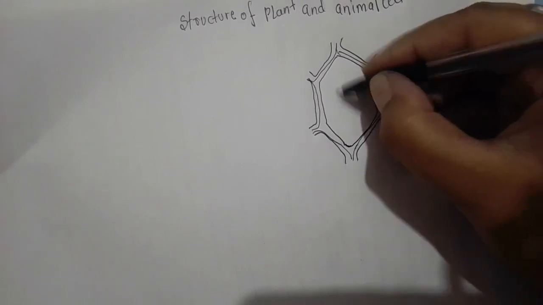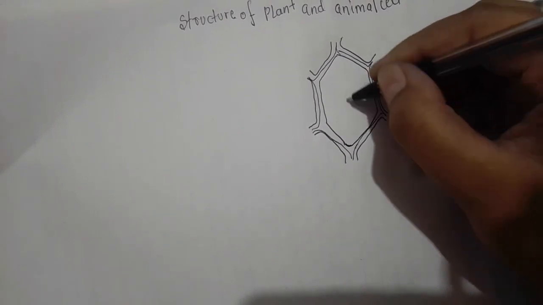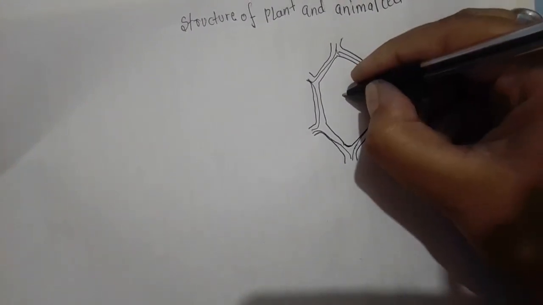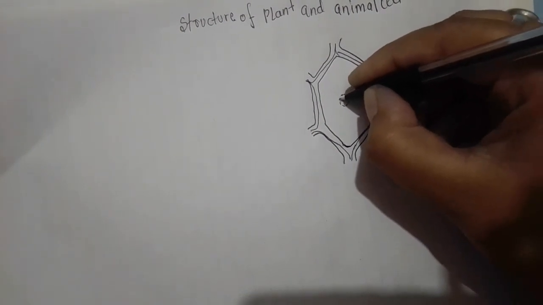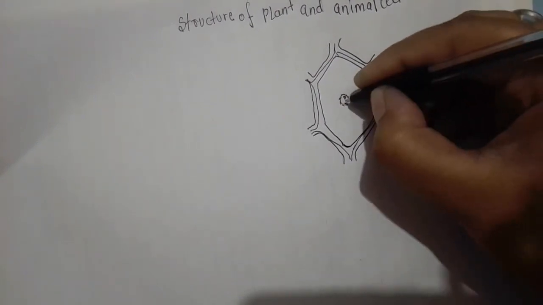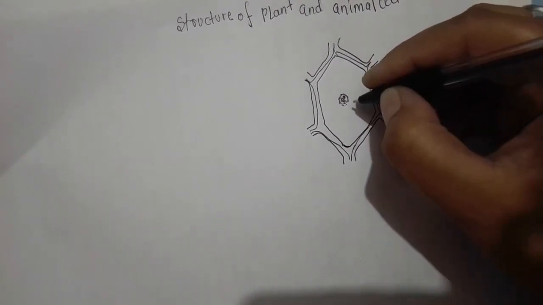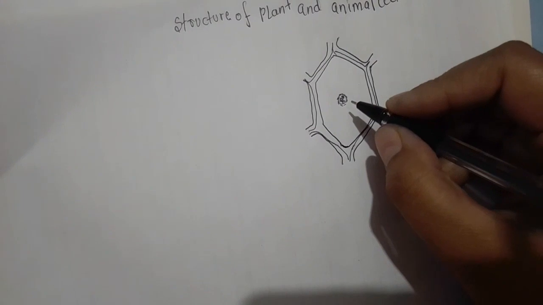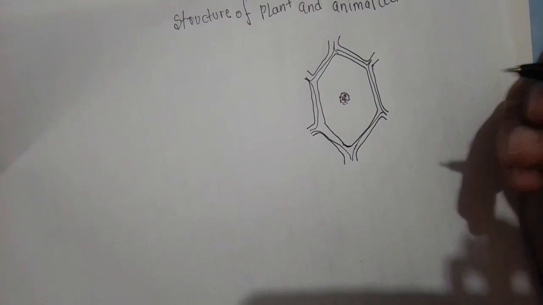Somewhere it is shown that the nucleus is present somehow here and here. Clear? So here I am drawing it in the center. That dotted line shows the nuclear pore, then the nuclear membrane, then the nucleolus, and in between we have some thread-like structure which is known as the chromosome, right? The chromatin material, the thread-like structure which gives rise to your chromosome when it condenses.